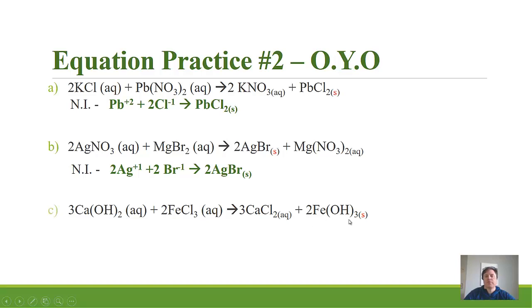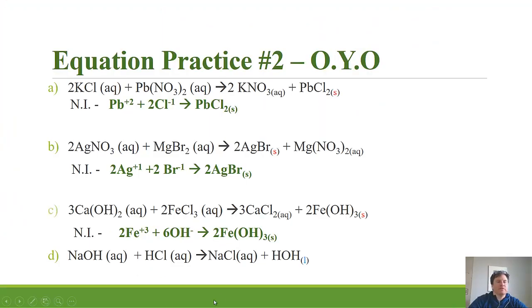So if we're forming Fe(OH)3, iron 3 hydroxide, right? We need 2 irons from here, and then we have 2 hydroxide times the 3 here, so 6 hydroxide to give us 2 Fe(OH)3. And here we have sodium hydroxide combined with hydrochloric acid to give us sodium chloride and HOH. Now, did anything change?